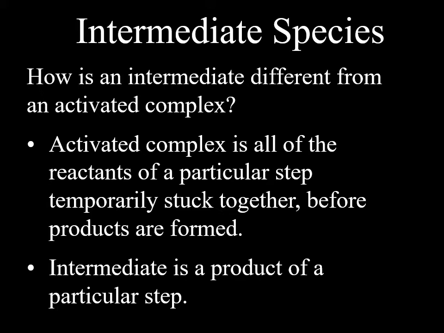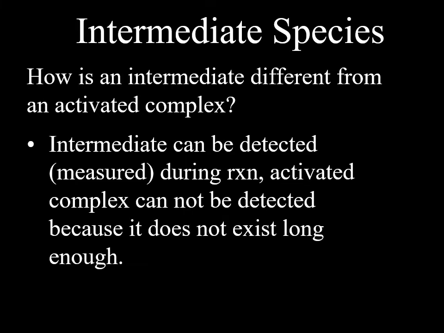An intermediate is actually a product of a particular step. It exists, and then it undergoes another reaction and is changed into something else. An intermediate can be detected, can be measured. We can measure its concentration during the reaction. Activated complex cannot be detected. It doesn't exist long enough.